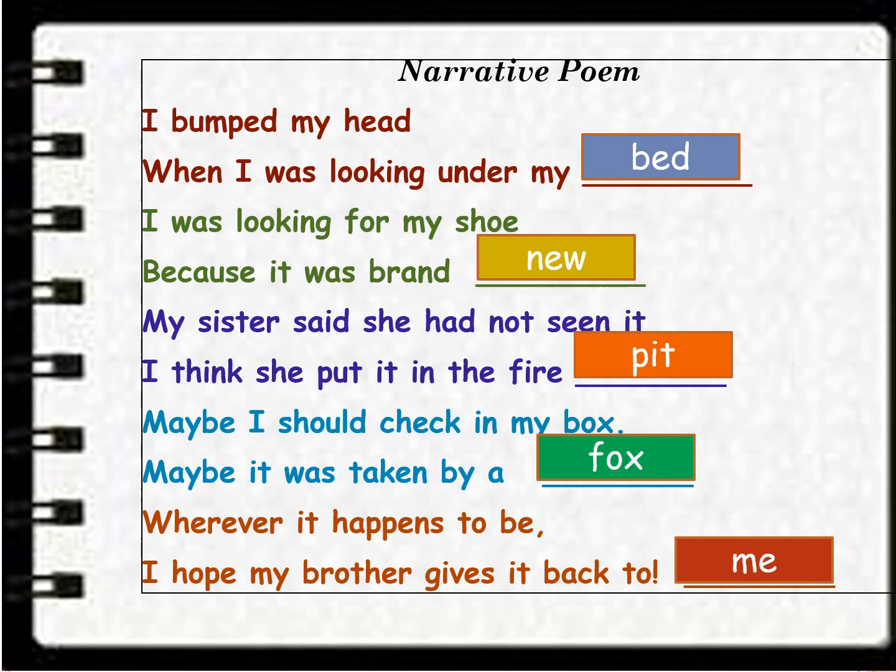Be, me. Let us read the words. Head, bed. Shoe, new. It, pit. Box, fox. Be, me. These are called rhyming words. In writing a narrative poem, you should learn how to use rhyming words.